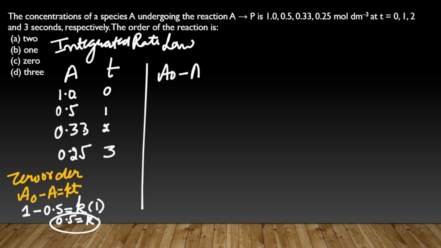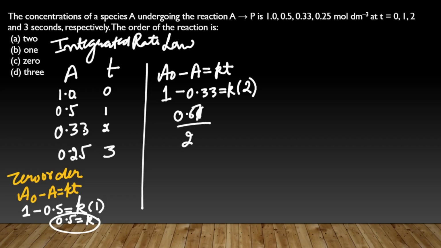Again, A naught minus A is equal to Kt. A naught value is 1 minus 0.33, which is equal to the rate constant K, and the time is 2 seconds now. So it will come out to be 0.66 upon 2, which is equal to the rate constant K. This comes out to be 0.33.